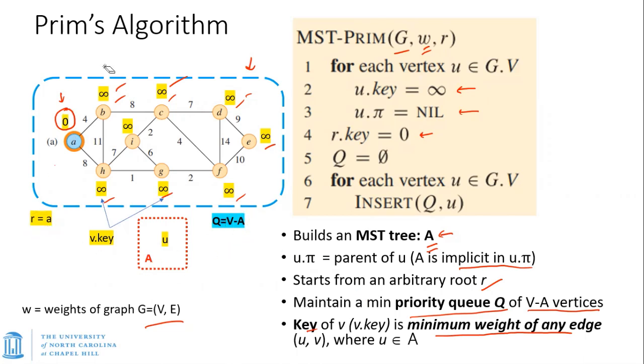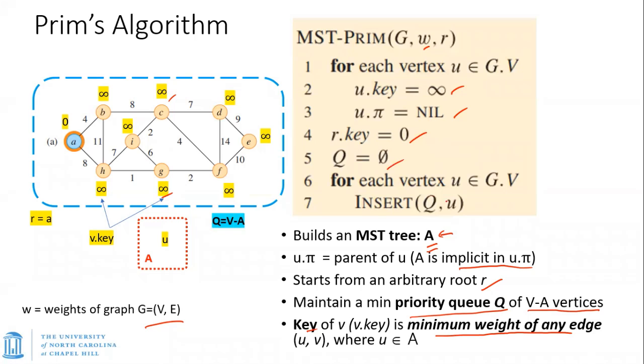If you look at the initialization, let me just make sure that we understand the initial part of this algorithm. We've completed lines 1 through 7. So what we've done is we've initialized all the keys to be infinity. We have initialized all the parents to be nil. We've set the key for the root to be 0. We initialize Q to be 0 initially.